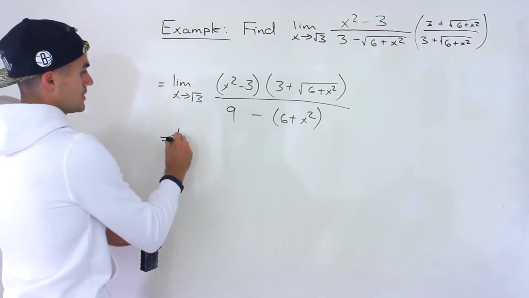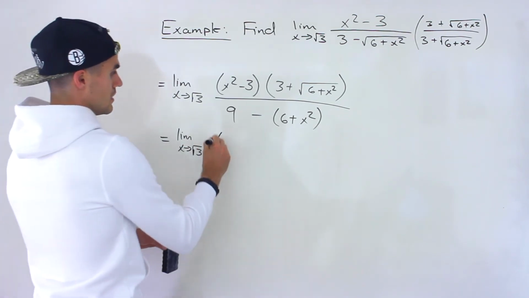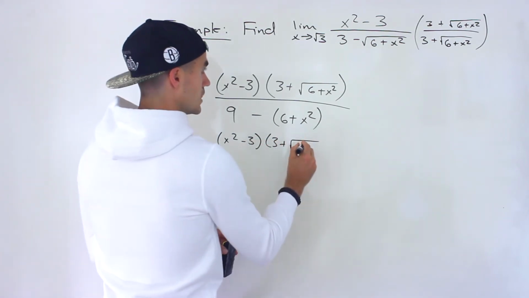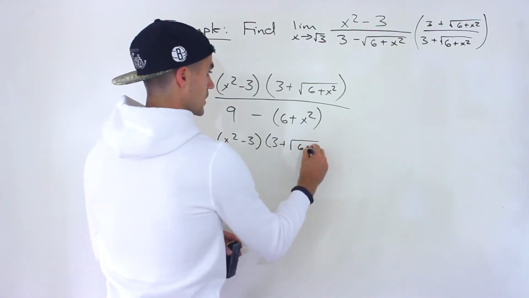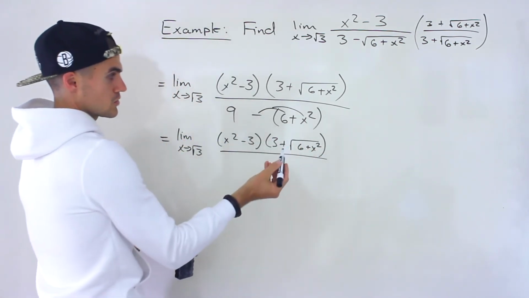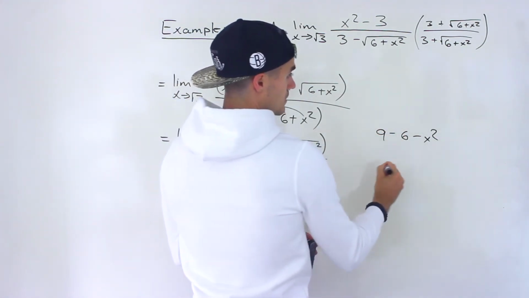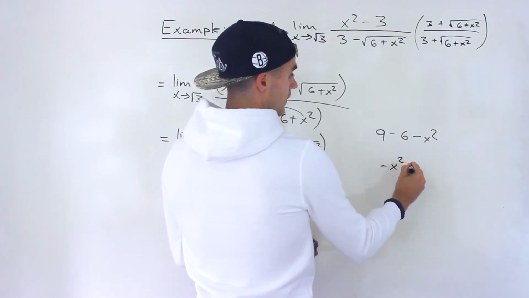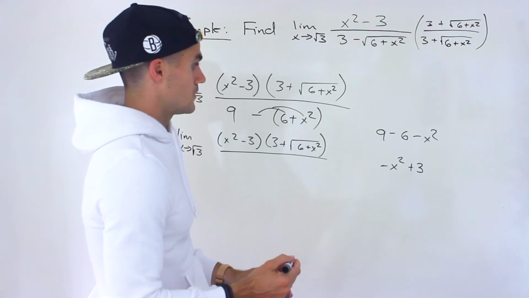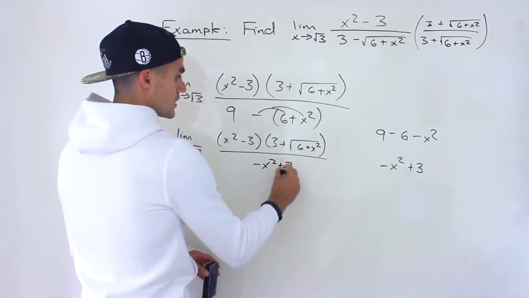And then we're going to have the limit as x approaches root 3 of (x squared minus 3) times (3 plus the square root of 6 plus x squared). I'm going to keep the numerator as is. What happens in the denominator? We distribute the negative, so we'd have 9 minus 6 minus x squared, and this would simplify to negative x squared plus 3, right? 9 minus 6 would be 3. And so we'd end up with negative x squared plus 3 over here.